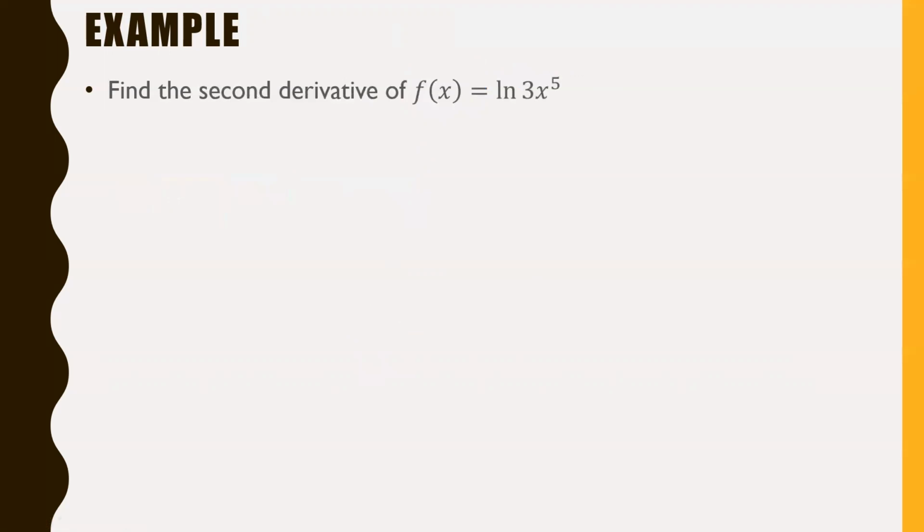So find the second derivative. Oh, that's interesting. Second derivative of f of x equals ln 3x^5. I think this one's pretty crystal clear. We've got some chain rule piece inside here for sure, right? Let's start by taking the first derivative.